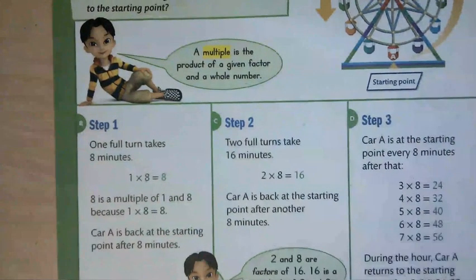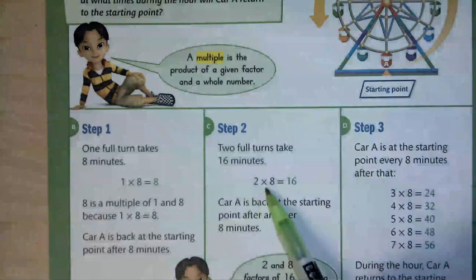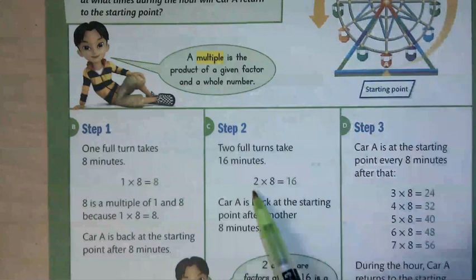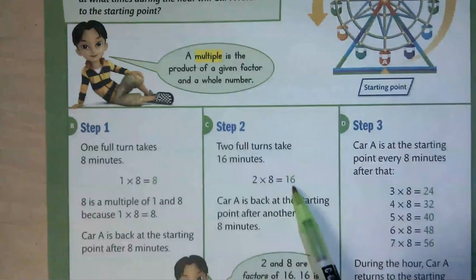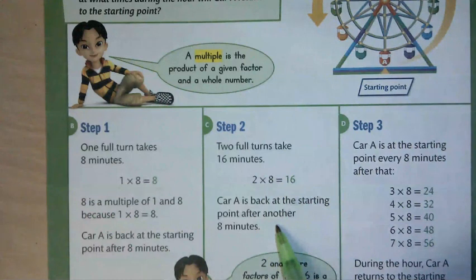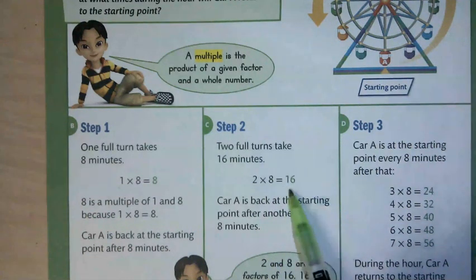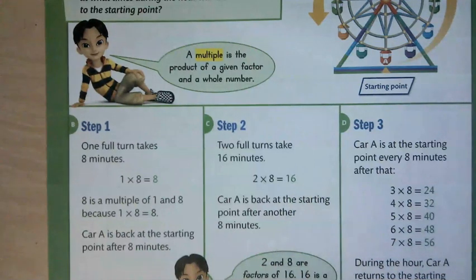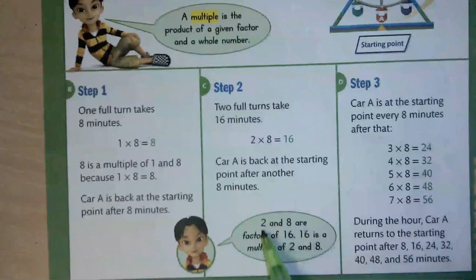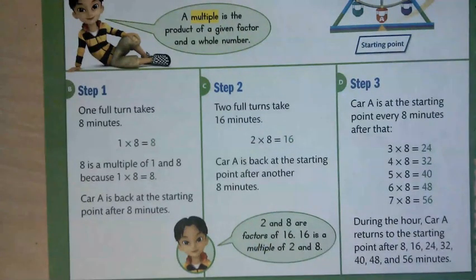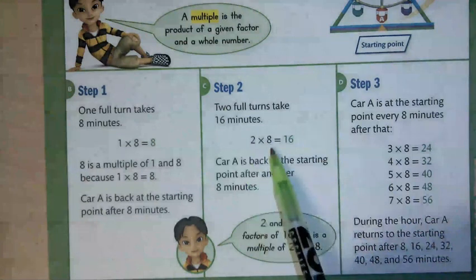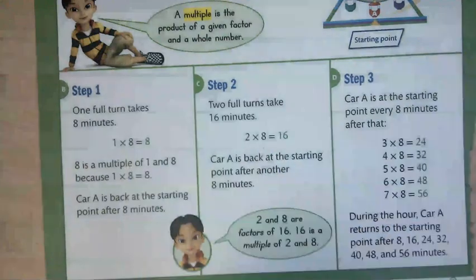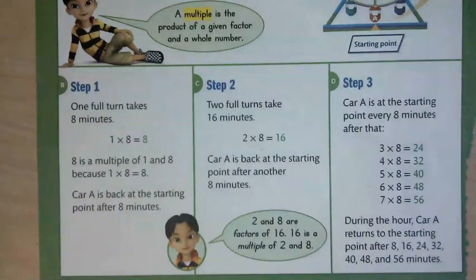Well, now let's do our next turn. So 2 times 8, because now we're on the second turn, and each one is 8 minutes. So 2 times 8 equals 16. Car A is back at the starting point after another 8 minutes. So 16 is now a multiple of 2 and 8. And that's what it says down here. 2 and 8 are factors. That's what we talked about before, right? The factors are the things we multiply together. 16 is going to be a multiple because we're keeping that 8 the same. Well, now we start to see how this works.